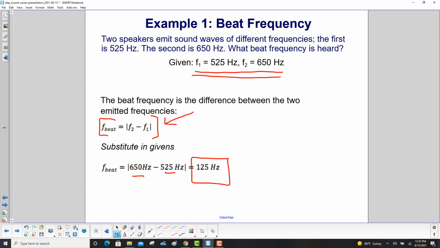And we just put the absolute values there in case you subtracted 650 from 525. Your frequencies always have to be a positive number.